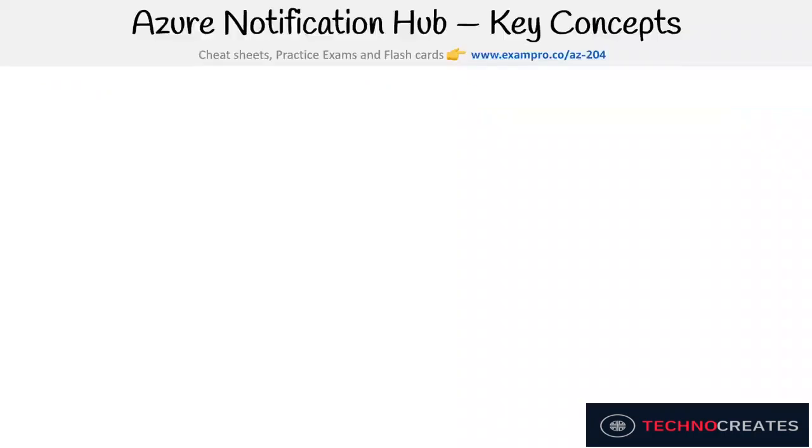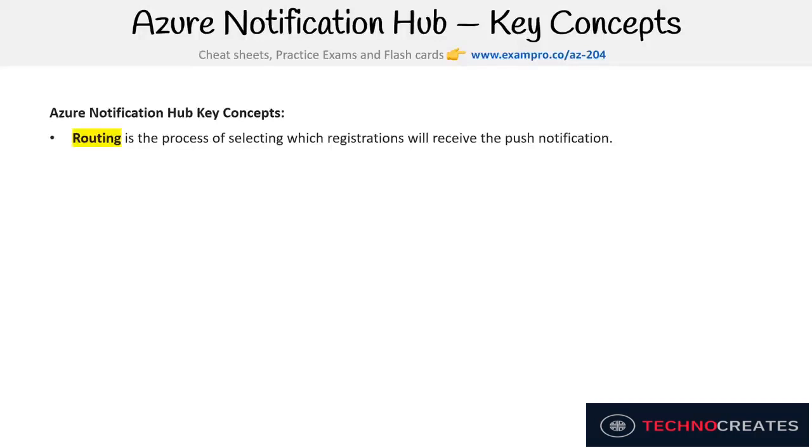All right, let's take a look at some key concepts or components that are in Azure Notification Hub to just kind of cement what we learned about the message flow and just the service in general. So Azure Notification Hub has these key concepts. So we have routing. This is the process of selecting which registrations will receive the push notifications. We have the idea of broadcast. All registrations will receive the push notification.